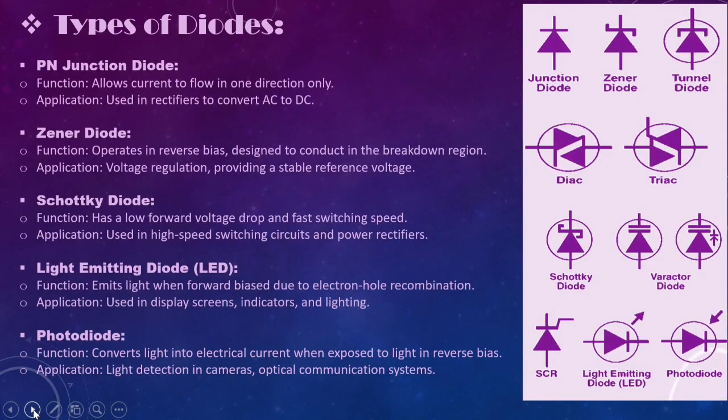Now, we should learn about types of diodes, like PN junction diode, Zener diode, Schottky diode, light-emitting diode, and their function and application. The junction diode allows current flow in one direction, used in rectifiers. The Zener diode operates in reverse bias and is designed to conduct in the breakdown region. Schottky diode has a low forward voltage drop and fast switching speed, and is used in high-speed switching circuits and power rectifiers. LEDs are used in display screen indicators and lighting. Photodiodes are used in light detection in cameras and optical communication systems.